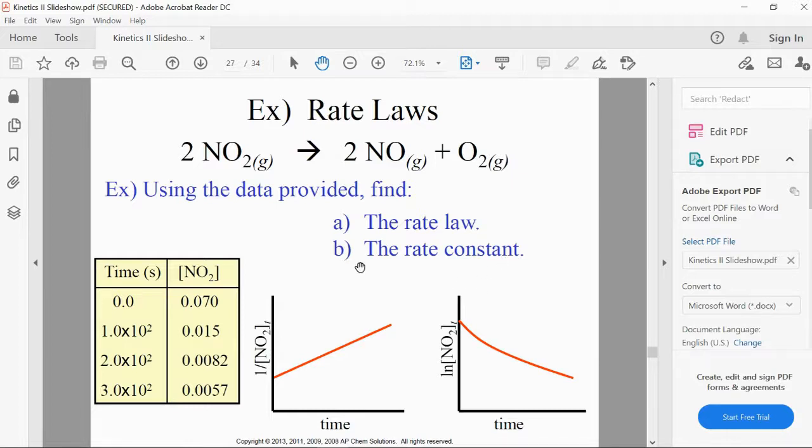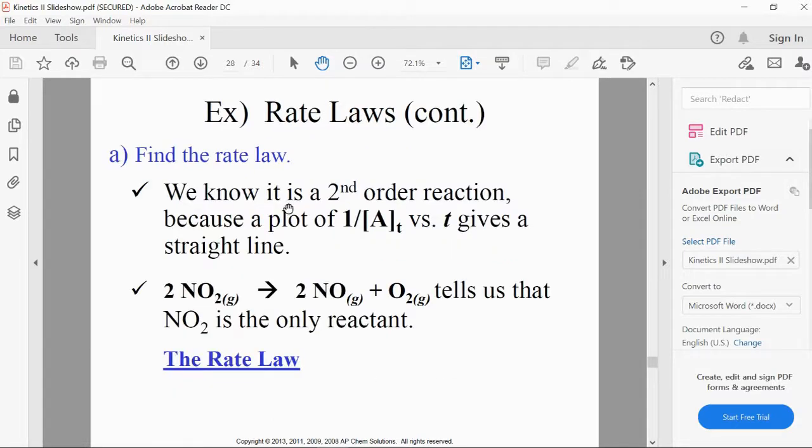So one of the first things you should notice is that comparing these two graphs, natural log of [NO2] versus time does not produce a straight line. So what that tells us is that this alone does not tell us this is second order. This alone tells us only that it's not first order. So we know it's not first order. So when we look at this guy, 1 over [NO2] versus time does produce a straight line. Therefore, this confirms that we have a second order reaction.